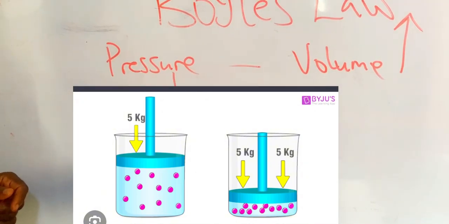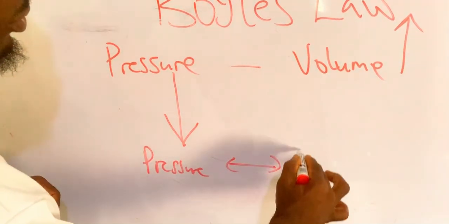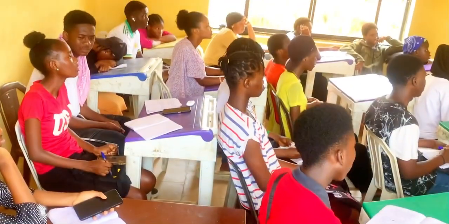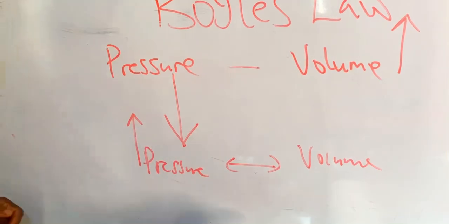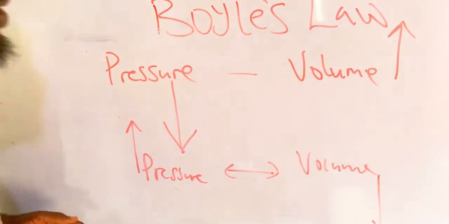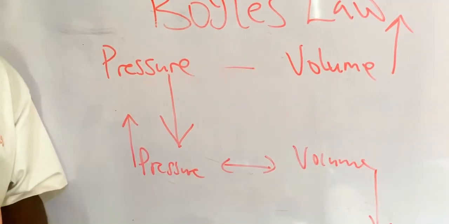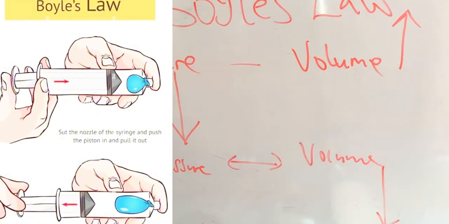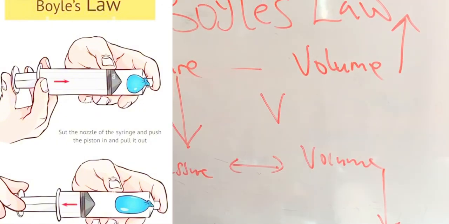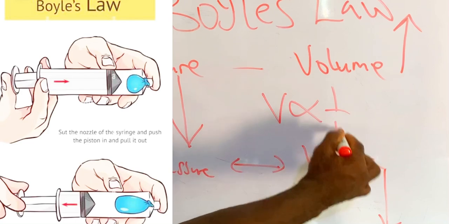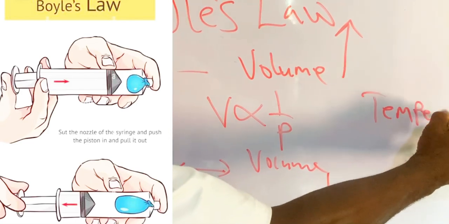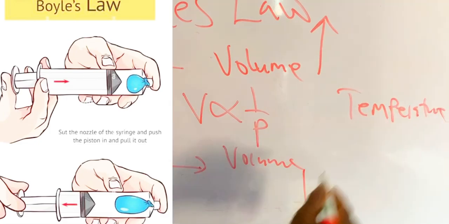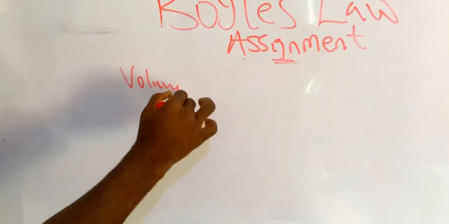Also, for Boyle's law, whenever the pressure increases, the volume will decrease. So let's not forget, Boyle's law states that the volume of a fixed mass of gas is inversely proportional to the pressure, provided the temperature remains constant.